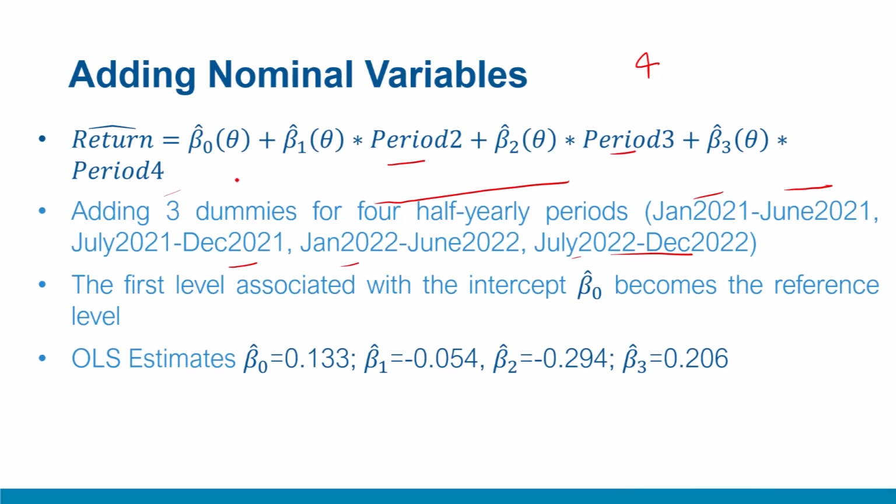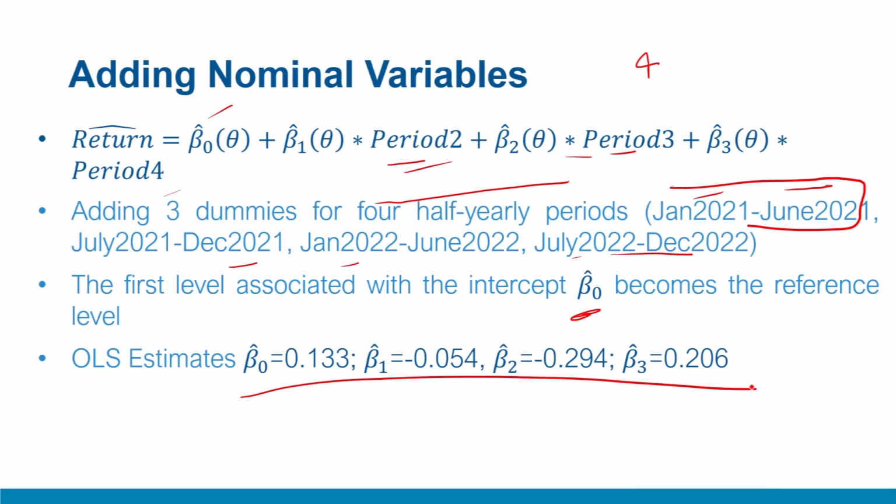By default, the dummy that is not explicitly mentioned will be loaded in the intercept. So first, we run the OLS estimate, and like we said, beta naught will become our reference category for the first period, which is not explicitly included. And let's say we obtain these results. The idea is to interpret it like this. First, the unloaded category becomes the reference category, which is beta naught, which is 0.133.